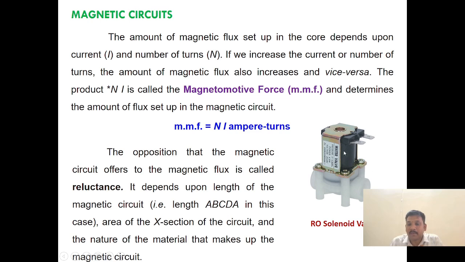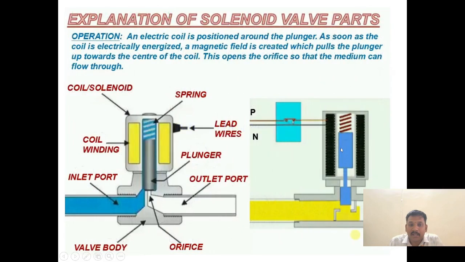And when this coil is demagnetized by deactivating the supply given to the valve, automatically the plunger, which is supported by the spring tension, will move downward and close the holes and stop the water. So this is one of the important applications of magnetic circuits.